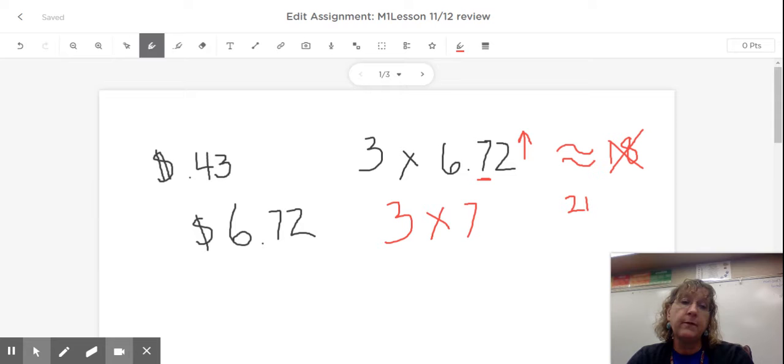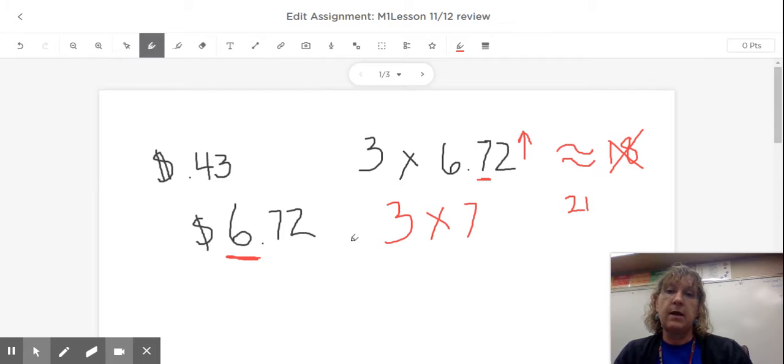So if I did the math and I got for my answer 24.63, I would know that I didn't do it correctly because my answer needs to fall between 18 and 21. Because 6 and 72 hundredths is between 6 and 7. So really think hard. Remember, the whole number is the one on this side of the decimal, right? Just like if it was dollars and cents, right? I have 72 cents. I don't have a whole dollar, do I? I need to multiply by the 6, right?